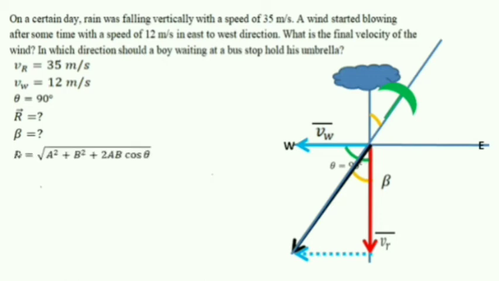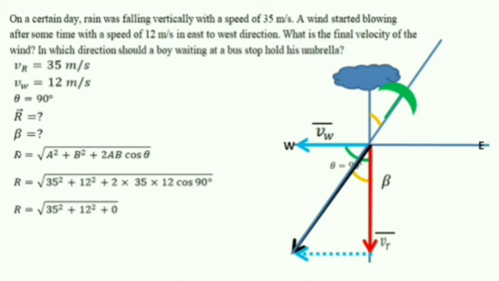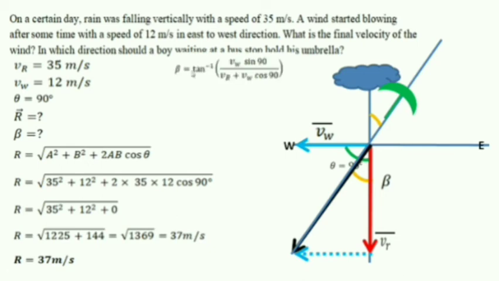So this is the formula to find the magnitude. If you put the values, you will get R to be 37 meter per second. So the final velocity of the rain is 37 meter per second. And now the direction, so we have to find the beta. So this is the formula for beta.